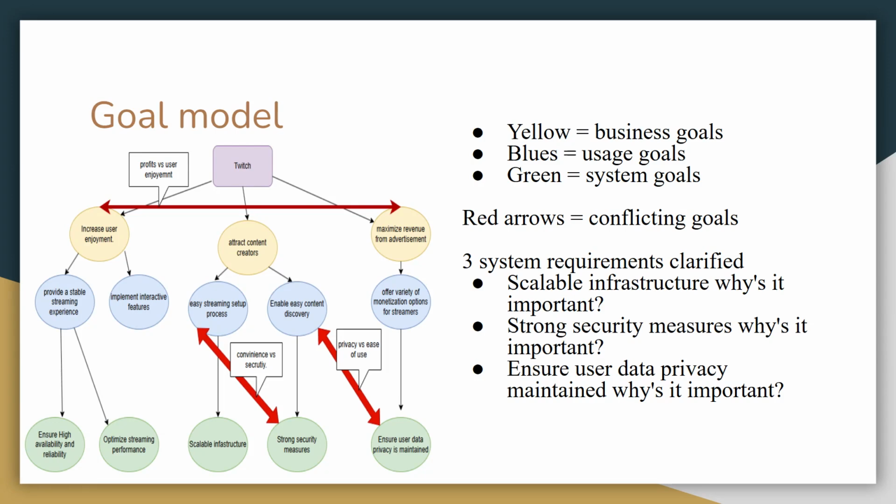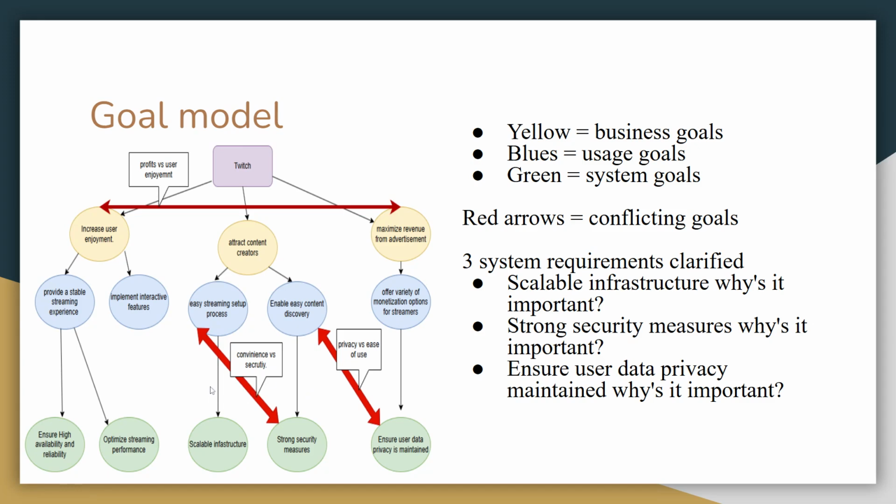We also need to enable easy content discovery so it's easier for people to find content that they like. How is this done? Well, we collect data on users so that we can get better For You pages. But we also need to make sure that we have strong security because we don't want that data falling into the hands of people that shouldn't have it.